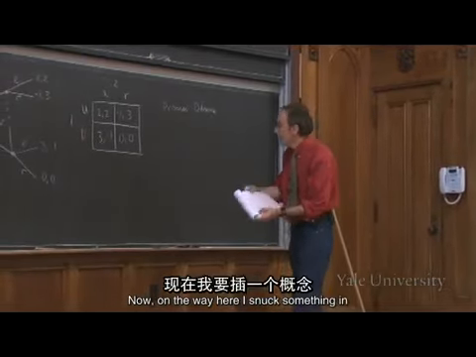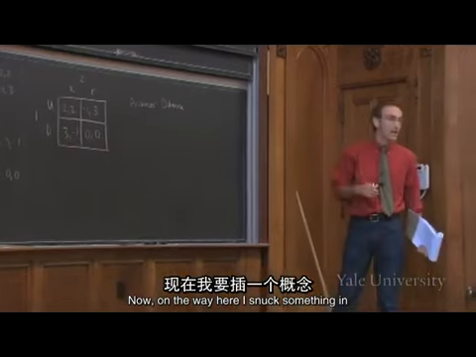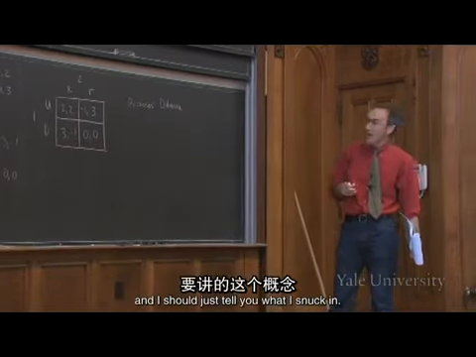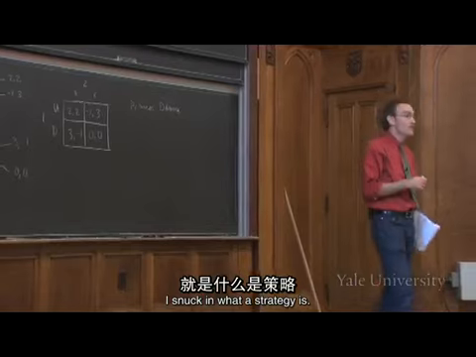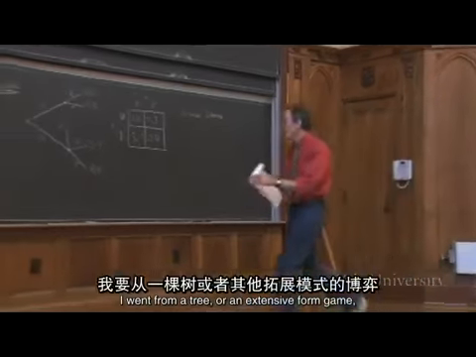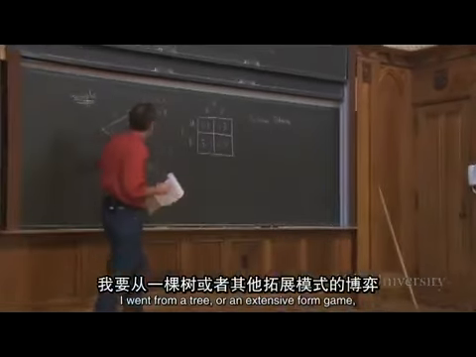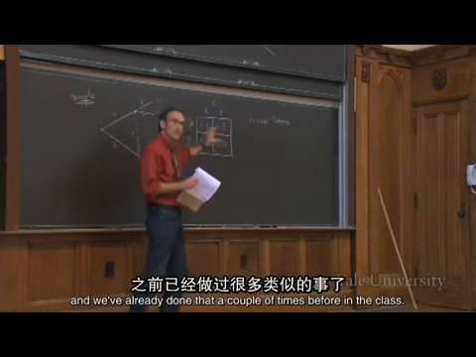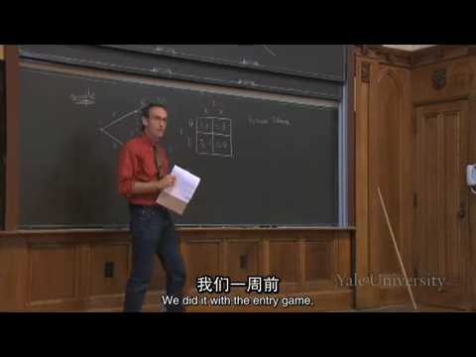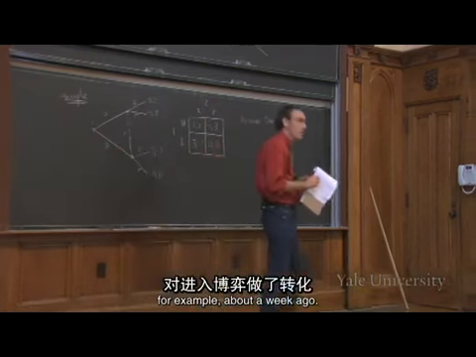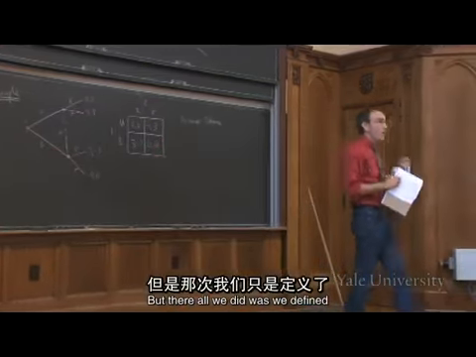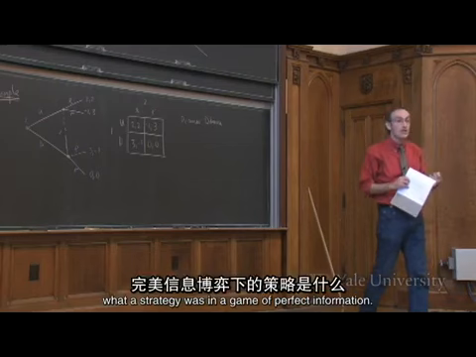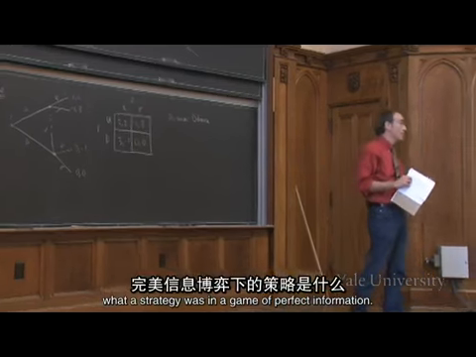Now, on the way here, I snuck something in, and I should just tell you what I snuck in. I snuck in what a strategy is. I went from a tree, or an extensive form game, to a normal form game. And we've already done that a couple of times before in the class. We did it with the entry game, for example, about a week ago. But there, all we did was define what a strategy was in a game of perfect information.